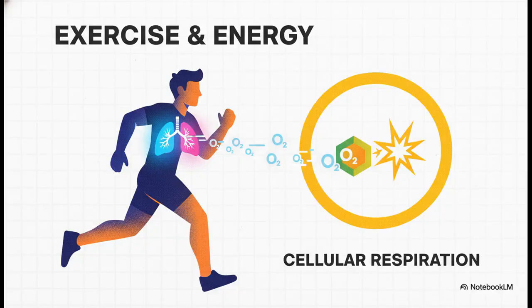And this is not some weird abstract science thing. You feel this every single day. Think about it. When you exercise, your muscles are screaming for more energy, right? To get that energy, your cells have to do cellular respiration way faster. And that needs more oxygen. And that's exactly why you start breathing harder. Your body is desperately trying to get more oxygen to your cells so they can unlock more energy from your food.